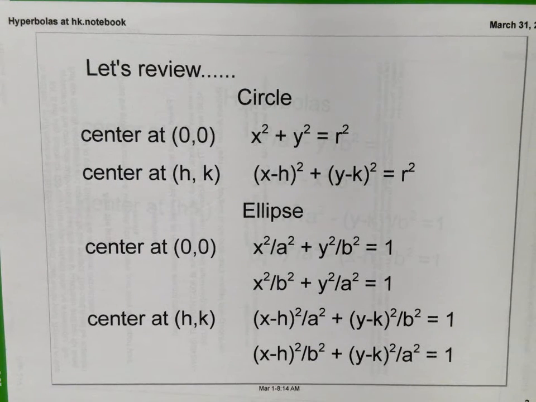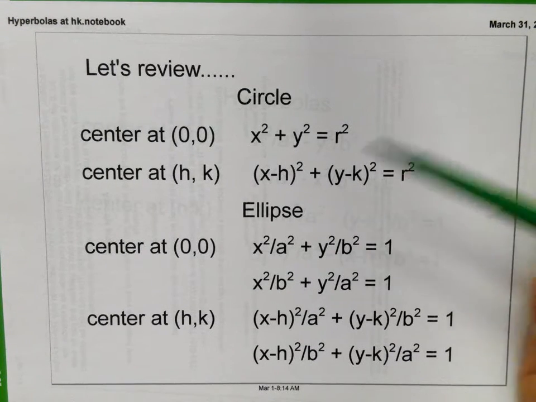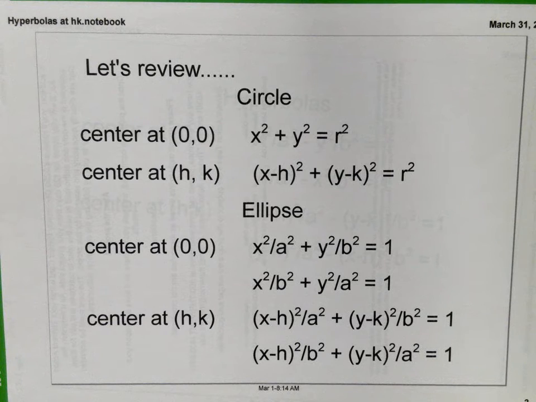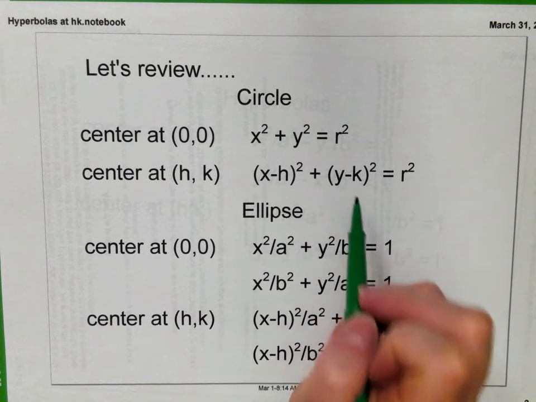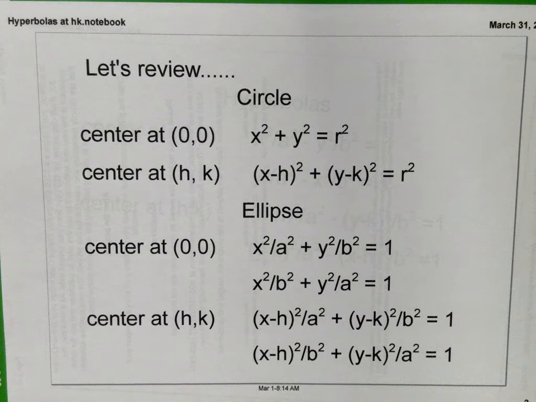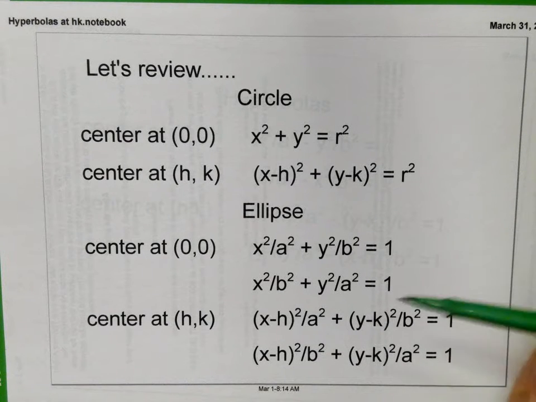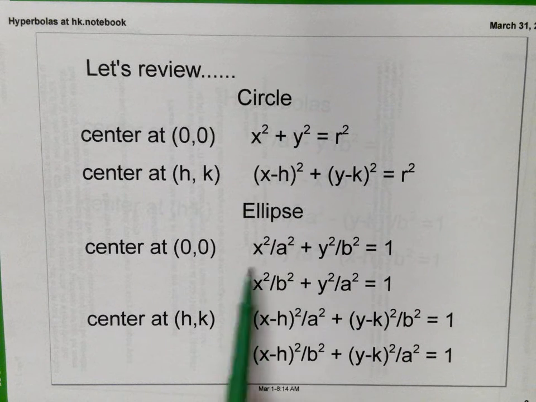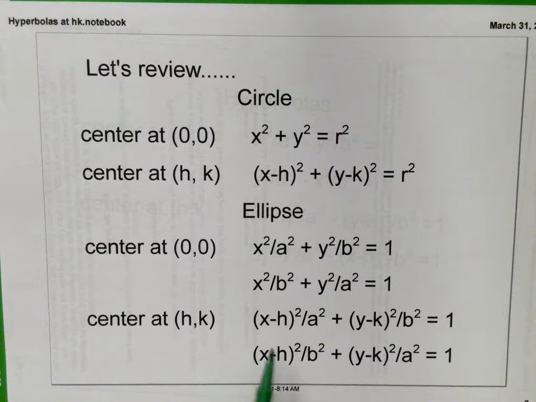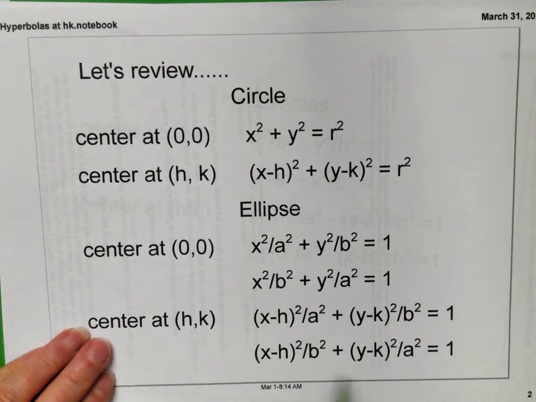First of all, we had circles. When their center was at 0, 0, we had x squared plus y squared equals r squared. When we moved it to H, K, remember H was subtracted from X, K was subtracted from Y, equals r squared. Then we had our ellipse equations. Again, same thing. First we had them without, then we had them with the H and the K. Okay, again, H is subtracted from X, K is subtracted from Y.